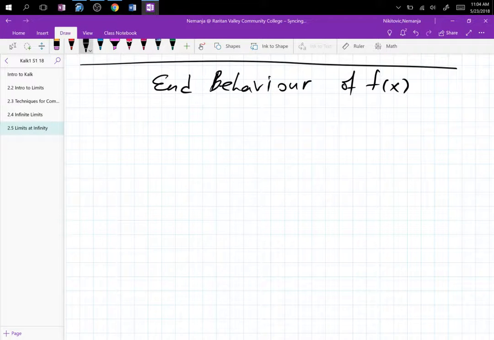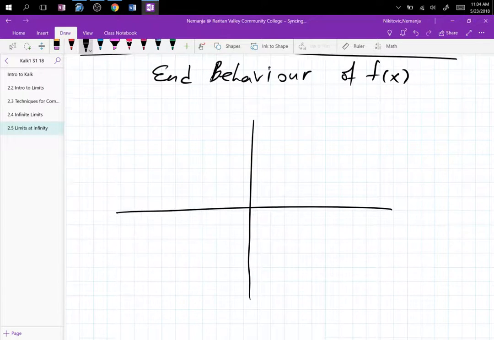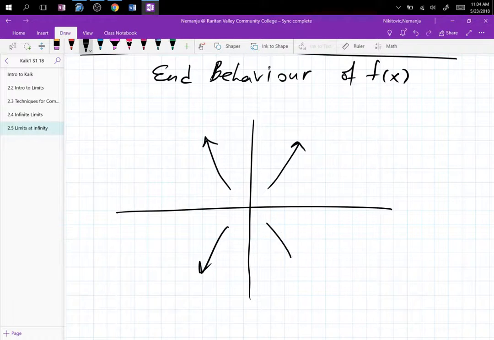For this, this is not an XY coordinate system. This is just like a chart, all right? Because each function that we are going to consider in the end behavior part is going to have one of these endings. And you can fit a lot of functions here.